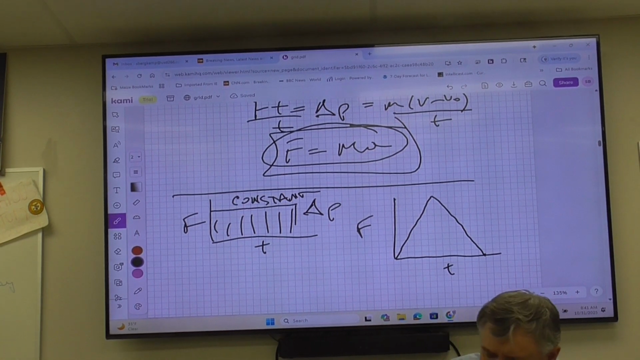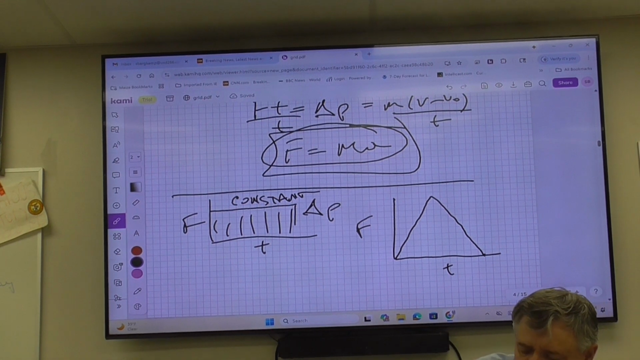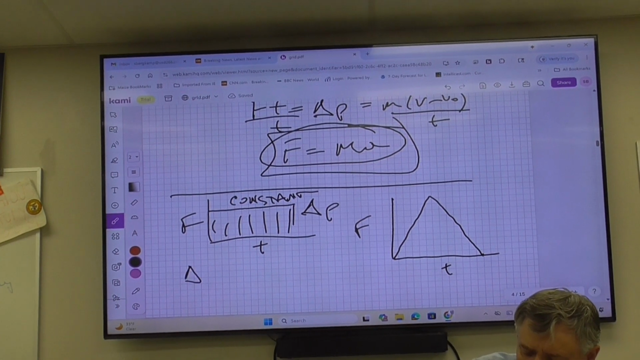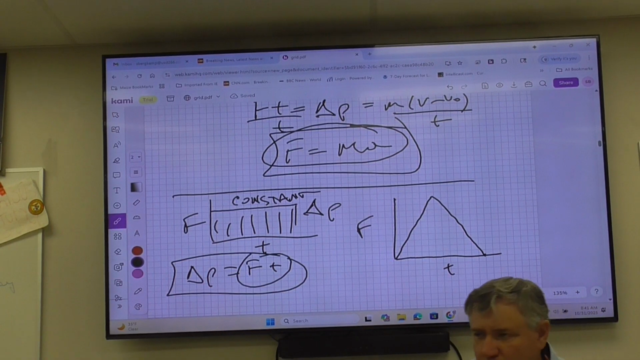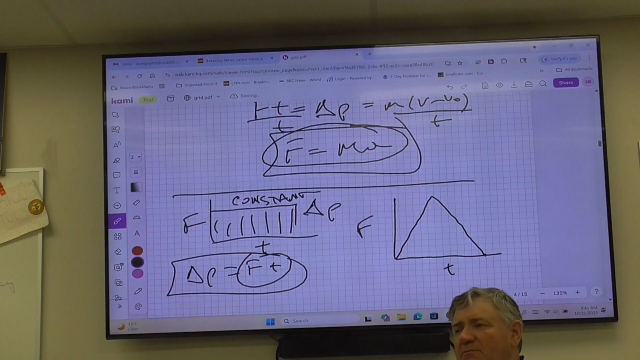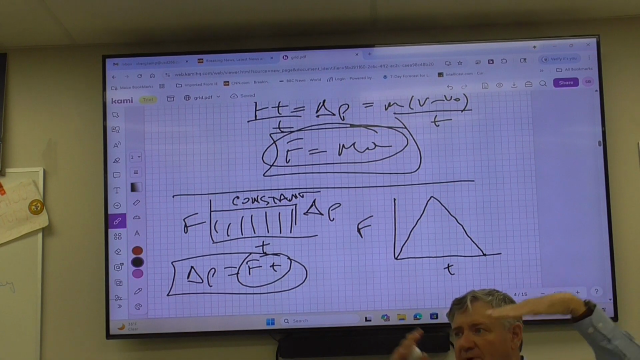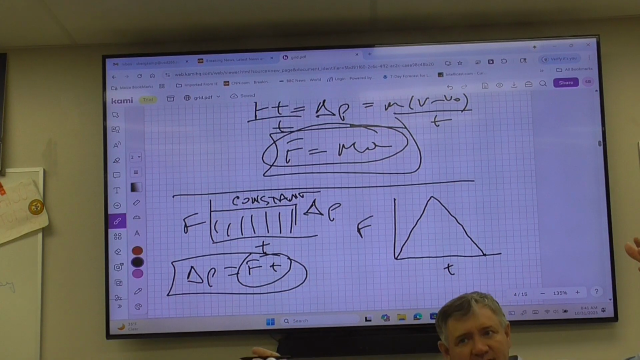Now, this is where the math changes a little bit. So this change in momentum is force times time, okay? That's a rectangle. You don't think about it, but that's just a rectangle. The dimensions of the rectangle are force by time. That's the dimensions of the rectangle.